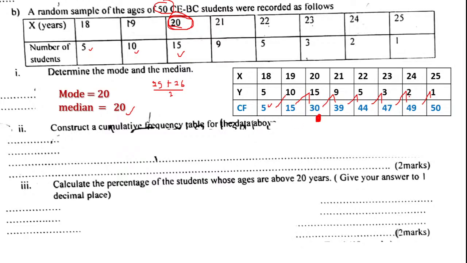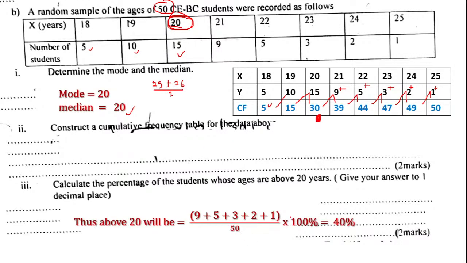Or we can add those who are above 20. Let's count. We have 9 plus 5, 14. 14 plus 3, 17. 17 plus 2, 19. 19 plus 1, 20. So how many students are above 20 years? There are 20 students, out of 50, times 100, and that will give us 40%. So 40% of the students are above 20 years old.